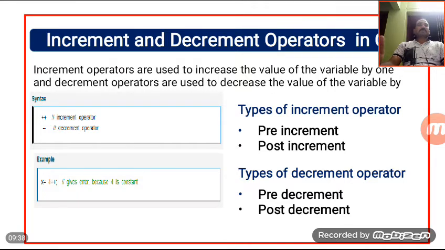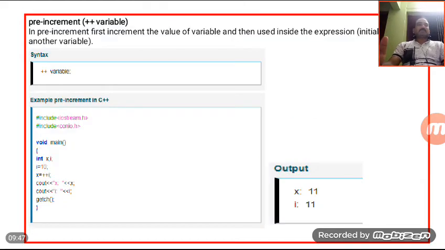Now first we discuss the types of increment operator. In pre-increment, first increment the value of variable and then use it inside the expression that is initialized into another variable. The general format is ++variable. Example shows use of pre-increment operator and its result. In the program, first increase the value of i and then use the value of i in the expression.